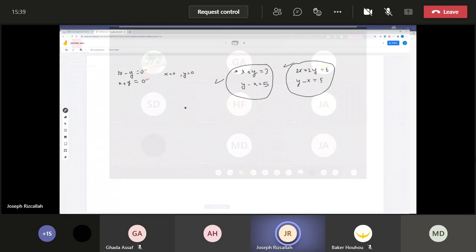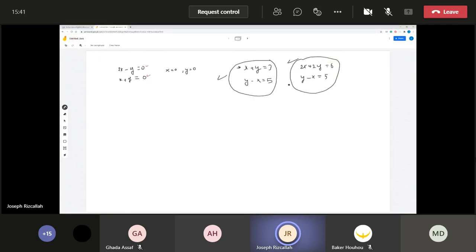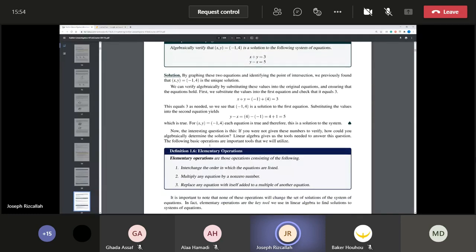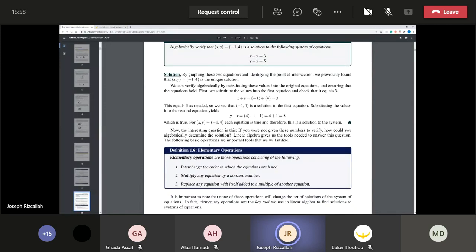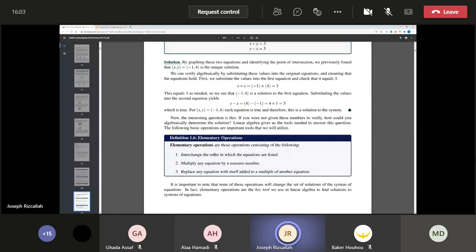So I was saying that if I find a solution to any of these systems, it's going to be automatically a solution to the other system as well. And this means that multiplying an equation by any non-zero number will not change the system basically, in the sense that the solution will stay the same. So this is the second operation that I can do.